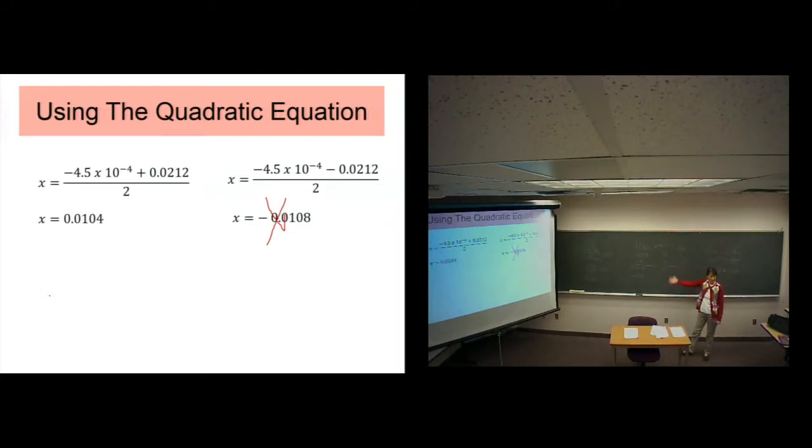Okay, so we found x, but is that the final solution? What were we looking for in that problem? We were looking for pH, weren't we? So we're not quite done. We can't just say the answer is 0.0106 and I'm done. You still have to go another step, and that step is the pH. So if you take the pH of this number, what would we get?